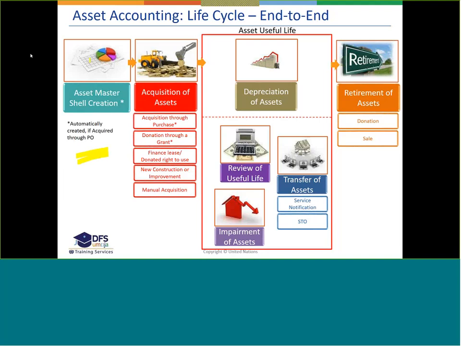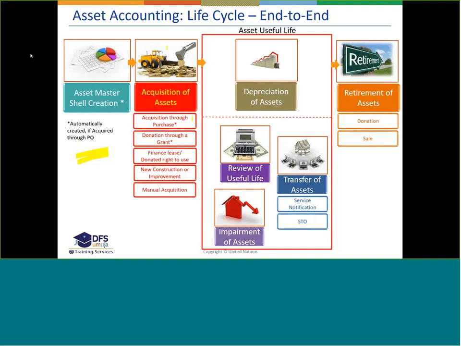So initially the system is creating an asset master, for instance, when the PO is processed, and this is created automatically. Now there is a second step in the system, and this is a very important one, called acquisition of assets. This is the moment where we are actually acquiring the asset, having control of the asset, and it's when we are capitalizing the value of the asset.